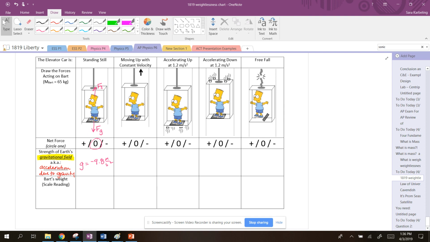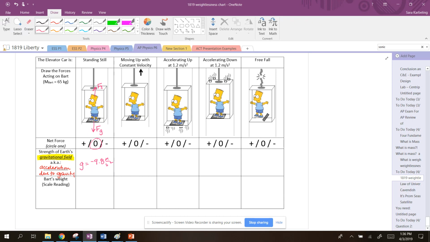65 times... Should we use the easy one? Should we make it 10? Gunnar wants it to be 10. If you want it to be 9.8, then multiply by 9.8. I'm going to take the easy way. Friendly reminder that on the AP exam, you can just use 10. You can just say g equals 10, boom, you're done. Makes life easy, just saying.